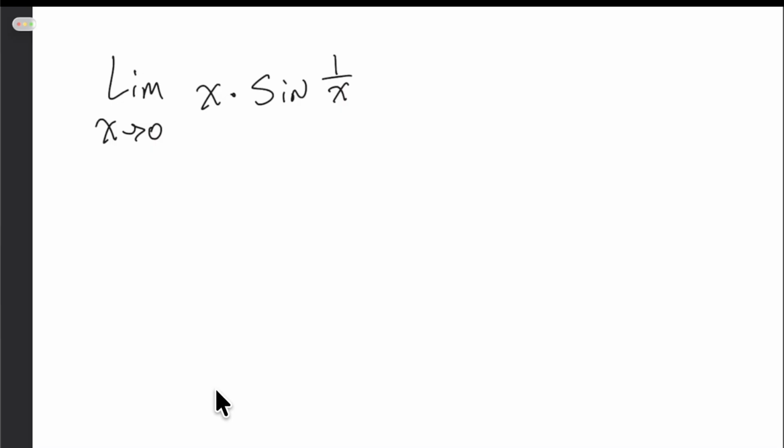So for this limit, the first thing we're tempted to do is bring the x in the denominator as 1 over x. If we try to use L'Hopital's here, we can't, because the sine of 1 over x as x heads towards 0 means we're taking the sine of infinity, and that does not exist because the sine value fluctuates.